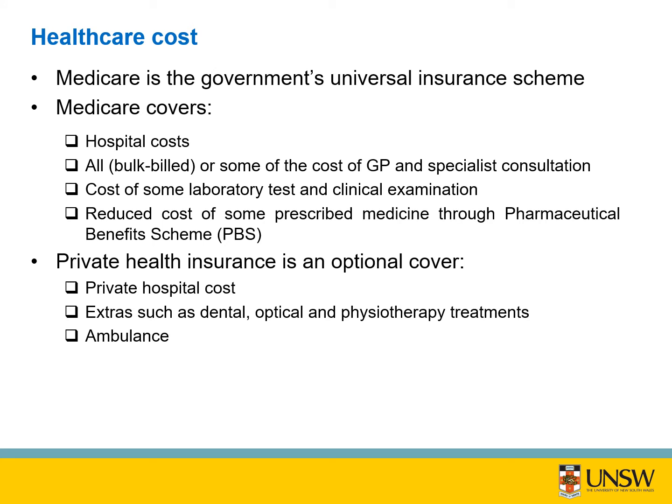Medicare is the government's universal insurance scheme in Australia, and it covers hospital costs, all or some of the cost of general practitioner and specialist consultations, and the cost of some laboratory tests and clinical examinations. It also provides reduced cost of some prescribed medicine through the Pharmaceutical Benefits Scheme. Private health insurance is an optional cover to provide for private hospital costs, extras such as dental, optical, and physiotherapy treatments, and ambulance costs.